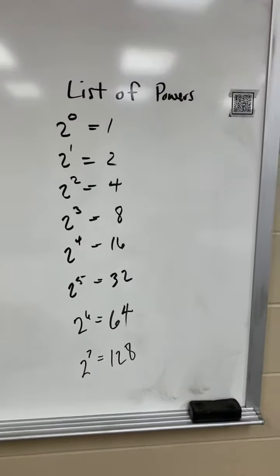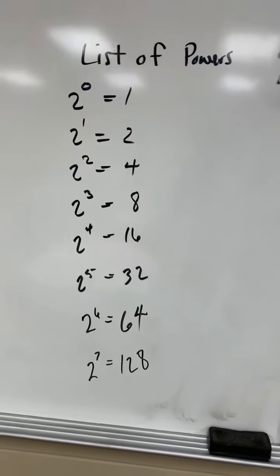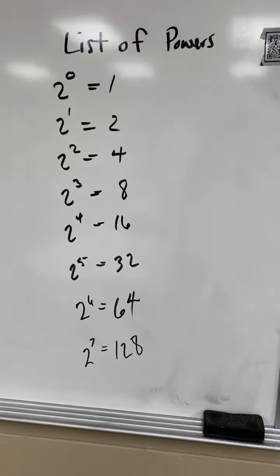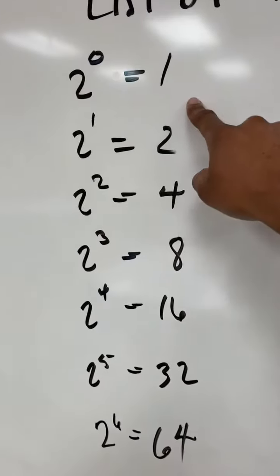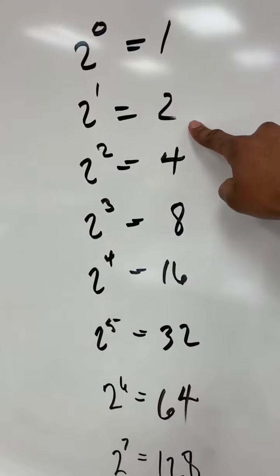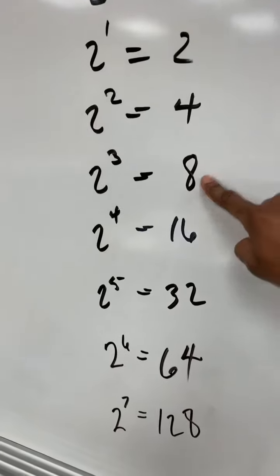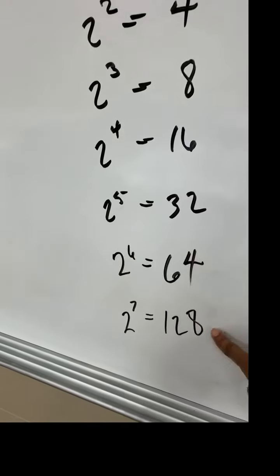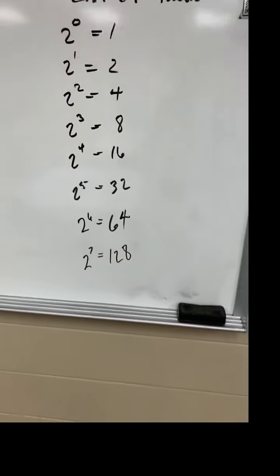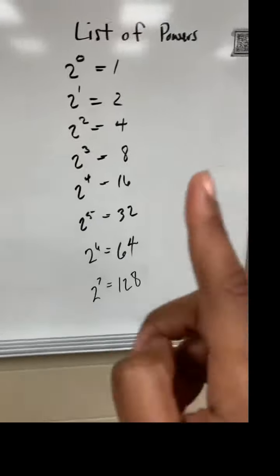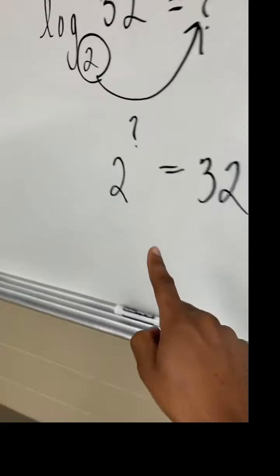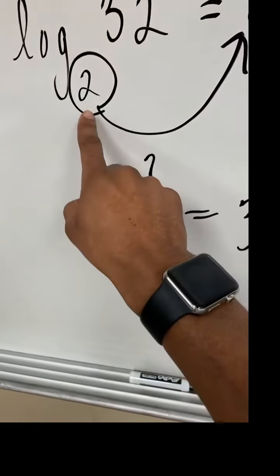Remember how I said you have to know your powers. If you don't know your powers, you should just list them out, starting with the 0 power. So 2 to the 0 power is equal to 1. First power, that's your 2. 2 to the second is 4, 8, 16, 32, 64, 128, and so on and so forth. So you just create a list of powers, and you create the list of powers based on this number. See what I'm saying?